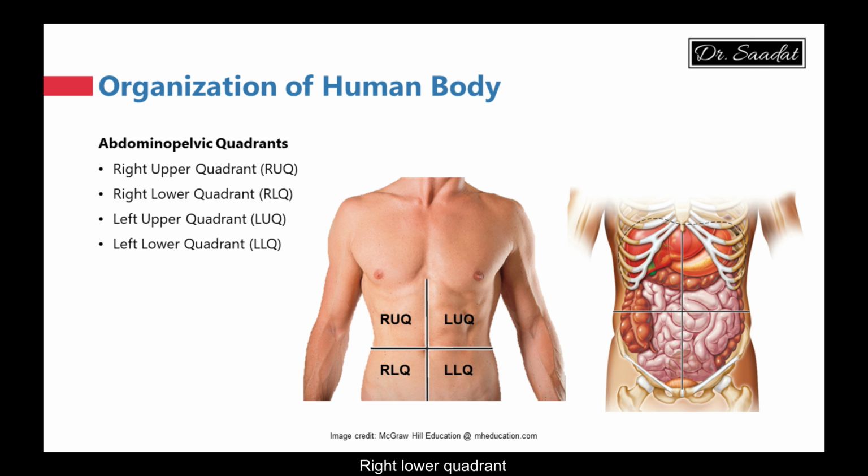Right lower quadrant, situated in the lower right portion of the abdomen. This area contains the appendix, part of the small intestine, and the right ovary in females. Left lower quadrant, located in the lower left portion of the abdomen. Here you'll find the sigmoid colon, part of the large intestine, and the left ovary in females.